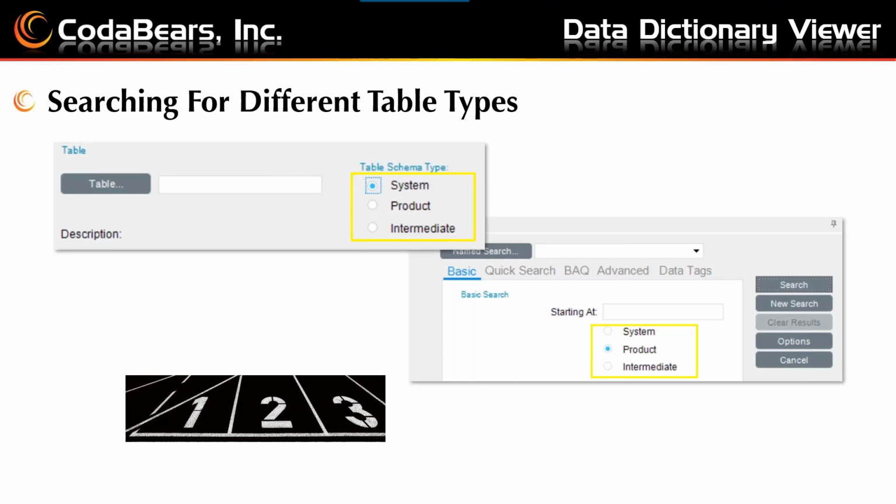Keep in mind that selecting the table schema type on the main screen does not keep the same selection in the search screen. Notice here on the main screen, system is chosen, but product is chosen when we click the table button, but we can choose system again if we're searching for a system table.